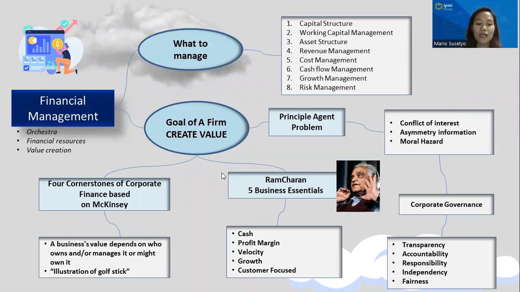Financial management. Financial management has 3 keywords. It's optimal orchestration of internal and external financial resources towards significant and sustainable value creation. There are several financial resources to be managed. Those elements should be managed to achieve goal of a firm, which is not profit, but value creation. When a firm is trying to create a value, sometimes there is principal-agent problem.